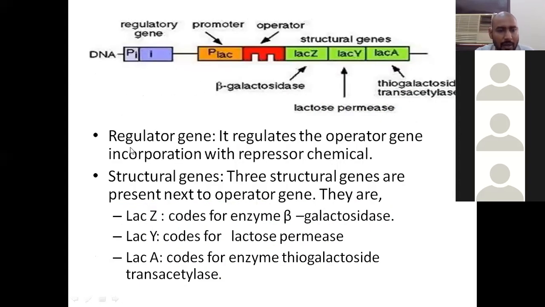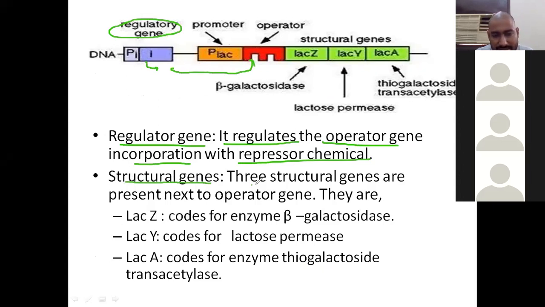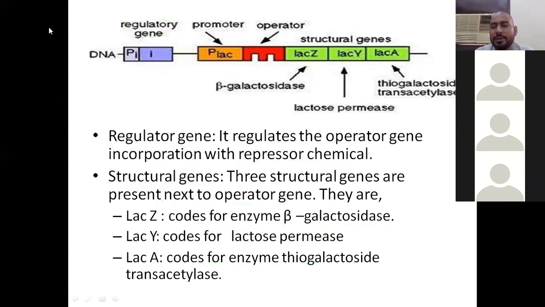Now the repressor protein is mentioned. The regulator gene regulates the operator gene in cooperation with the repressor chemical. It synthesizes a repressor, and this repressor binds to the operator gene. Three structural genes are present next to the operator gene. LacZ codes for the enzyme beta-galactosidase, LacY codes for lactose permease, and LacA codes for the enzyme thiogalactoside transacetylase. These three enzymes are involved during the activity of the operon.